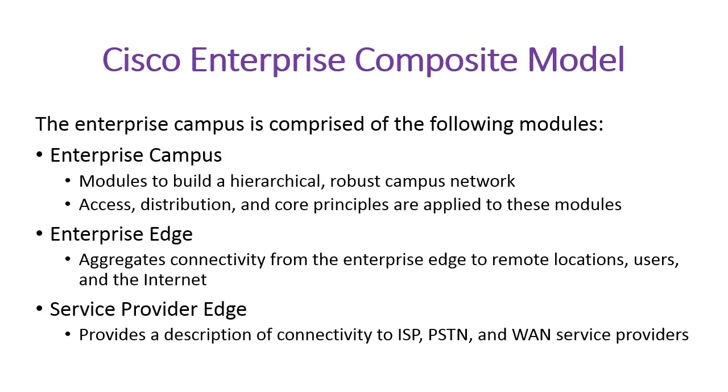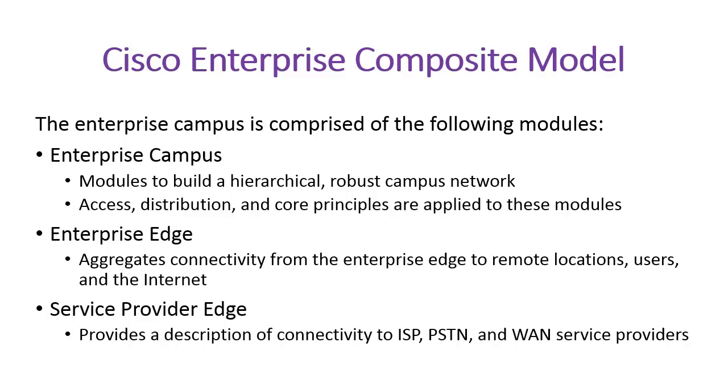Let's get a little bit more detailed. Cisco wants you to understand the Cisco Enterprise Composite module, and they break it down into three separate modules. First, there's the Enterprise Campus, which you've really just learned about. It's the hierarchical model of core, distribution, and access. Then there's the Enterprise Edge, which aggregates the connectivity from the network to remote locations and users and the internet. And then finally, there's the Service Provider Edge, which basically provides a description of connectivity to your providers.